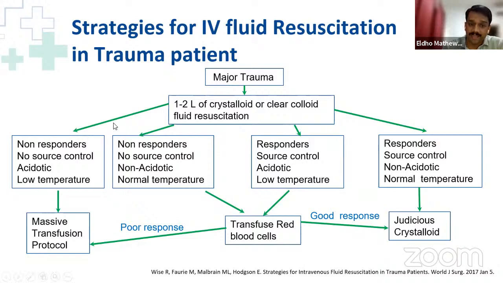And coming to the other class, the non-responders: if the patient is not responding to the fluids and there is no source control, still bleeding, and is acidotic and having low temperature, we have to go with massive transfusion. And in the same class, the non-responders having no source control but non-acidotic and normal temperature, we can go with blood transfusion. And if the patient, once we have given the blood transfusion, is not improving, we have to go with the massive transfusion protocol. If after giving adequate blood the patient has a good response, we can go with the crystalloids.